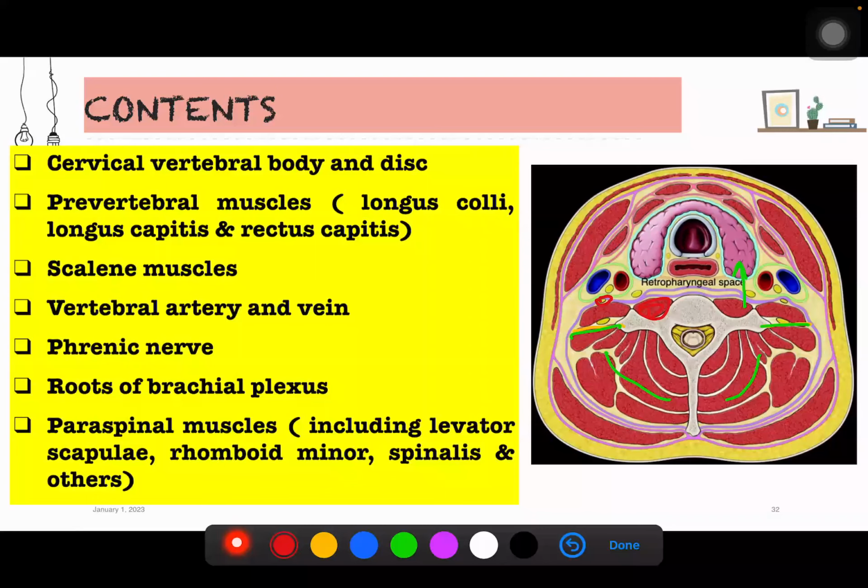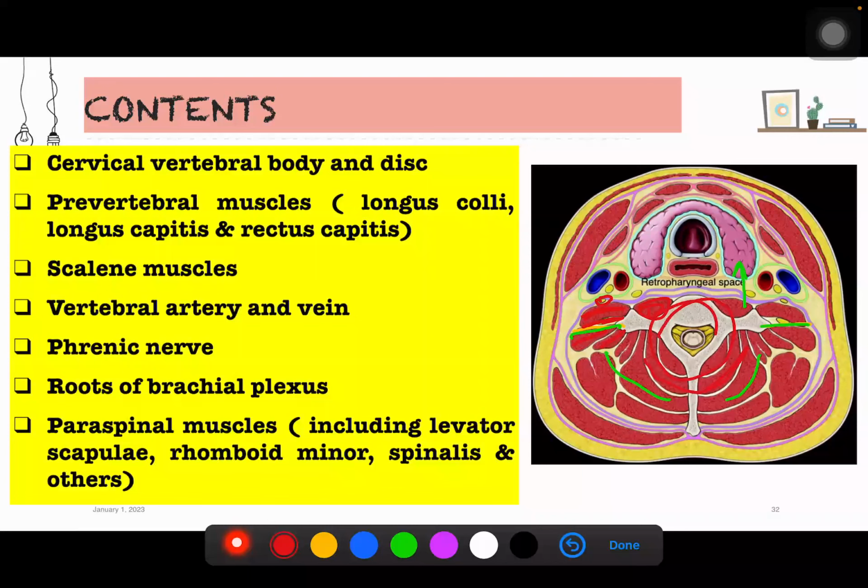Regarding the retropharyngeal space, it is just a space behind the pharynx, as we said at the midline, divided by the alar fascia into an anterior true space and a posterior danger space. It contains mainly fat and retropharyngeal lymph nodes, which will drain the pharynx, nose, and middle ear.